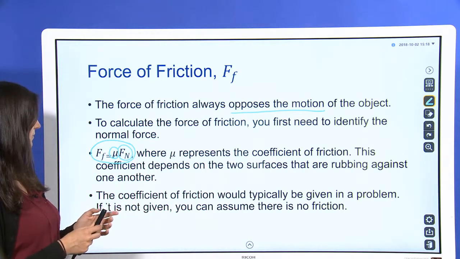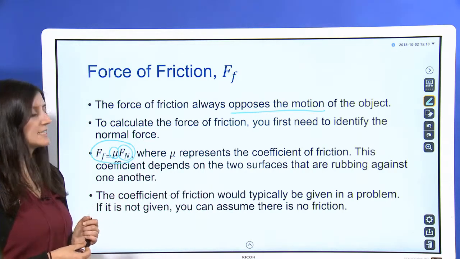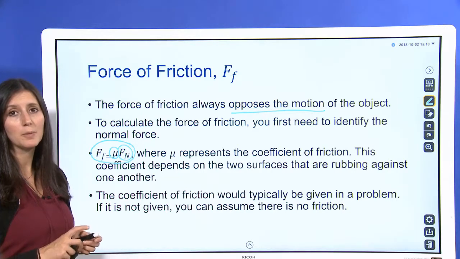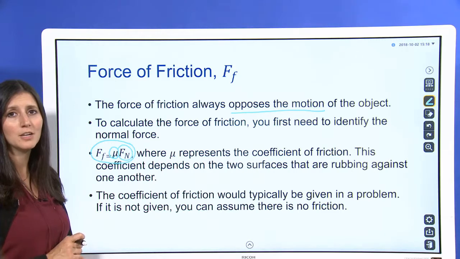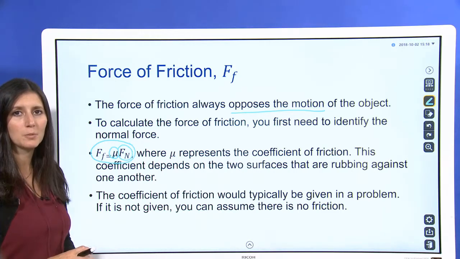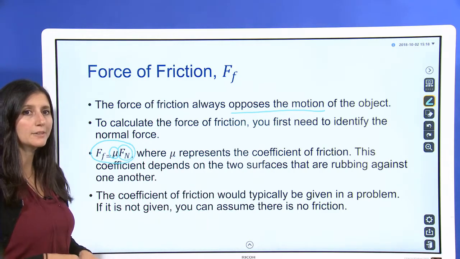The coefficient of friction is typically going to be given to you in a problem, but if it doesn't mention coefficient of friction and it doesn't mention friction at all, then you can just assume there's no friction in the problem and then ignore it altogether.